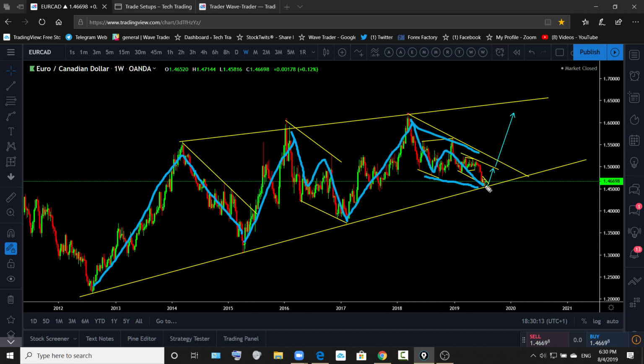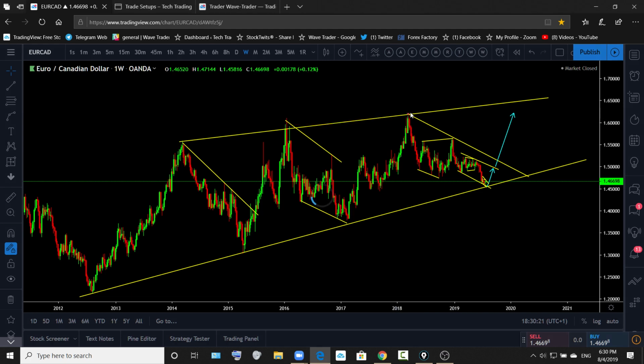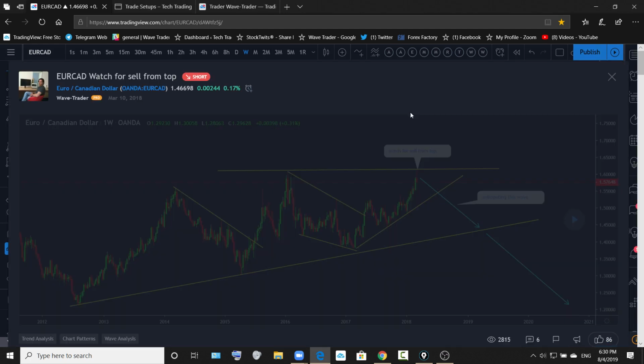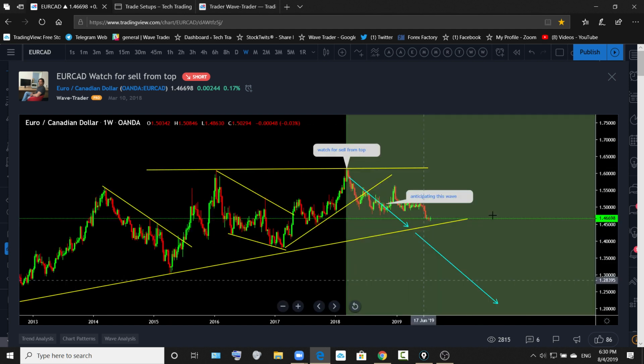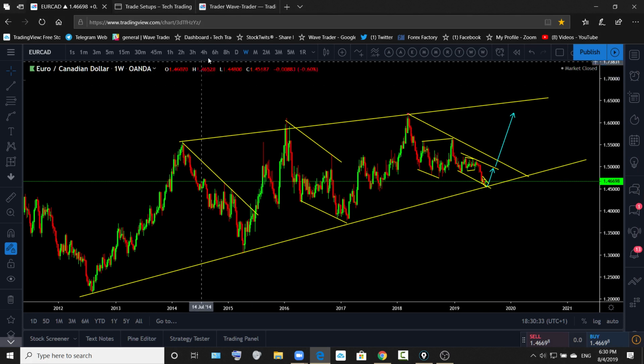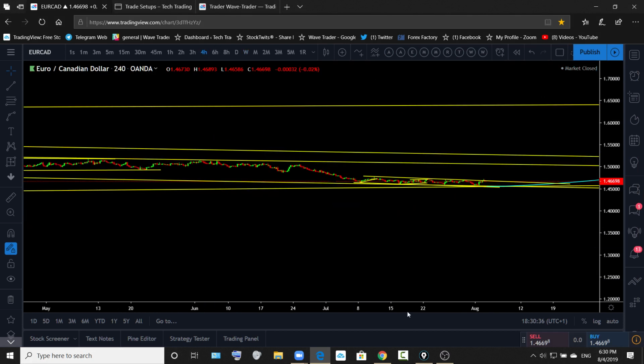Okay, this ABC move to break up and go in that direction means that Euro needs to get strong. Okay, which structure are we having? This structure. All right, price is still running within that structure. So one more bullish wave can happen from the bottom.